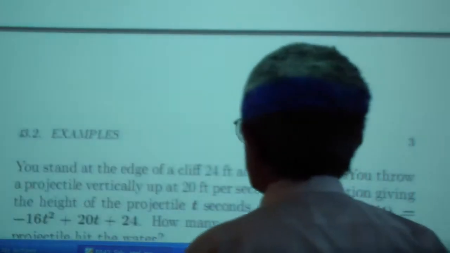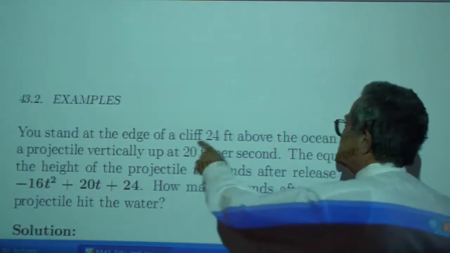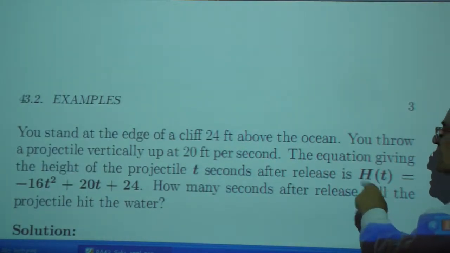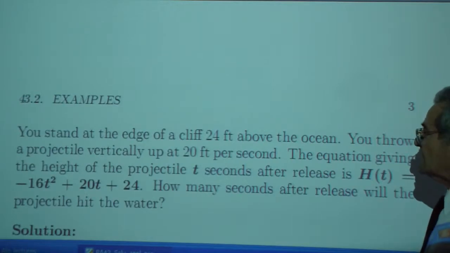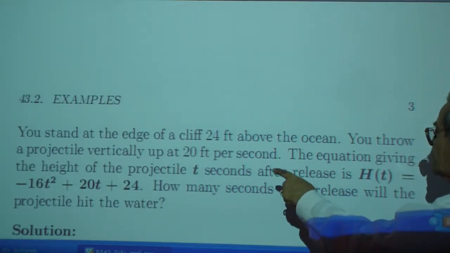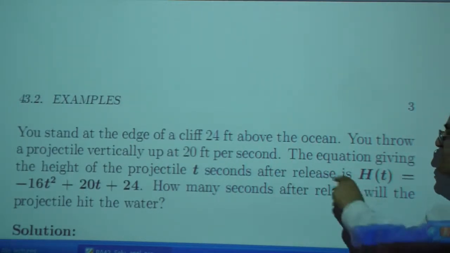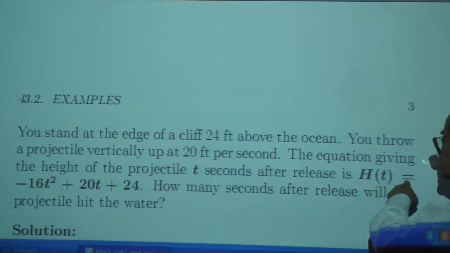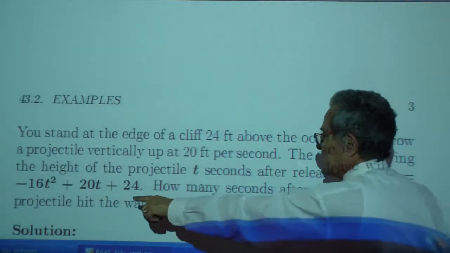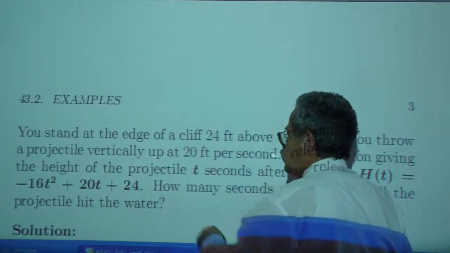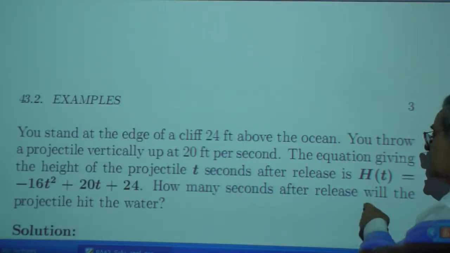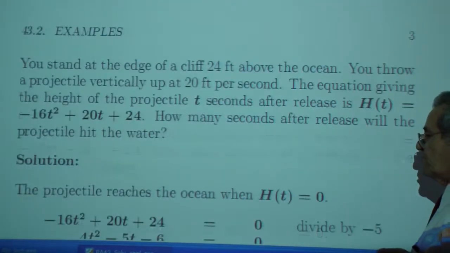Example 2. You stand at the edge of a cliff 24 feet above the ocean. You throw a projectile vertically up at 20 feet per second. The equation giving the height of the projectile t seconds after release is h of t equals negative 16t squared plus 20t plus 24. How many seconds after release will the projectile hit the water?